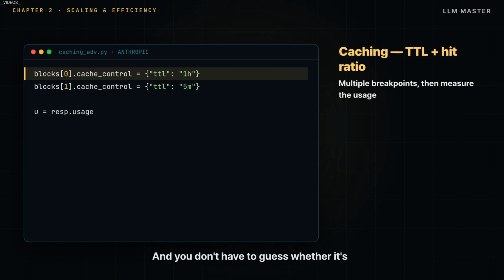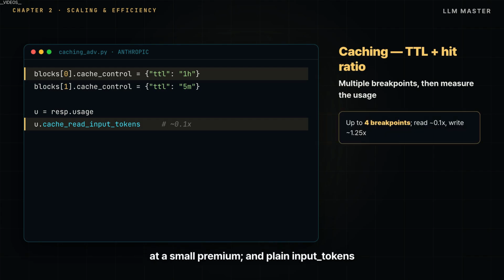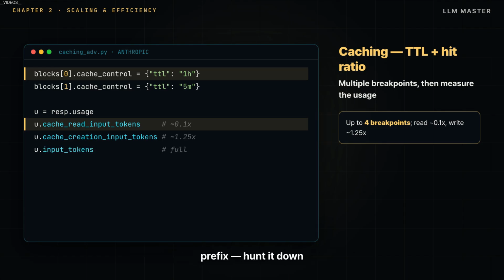And you don't have to guess whether it's working. The response usage tells you. Watch 3 fields. cache_read_input_tokens, which are billed at roughly 1/10 of the normal rate. cache_creation_input_tokens, the write, at a small premium. And plain input_tokens at full price. If your read count stays at 0 across identical requests, something upstream is silently invalidating the prefix.